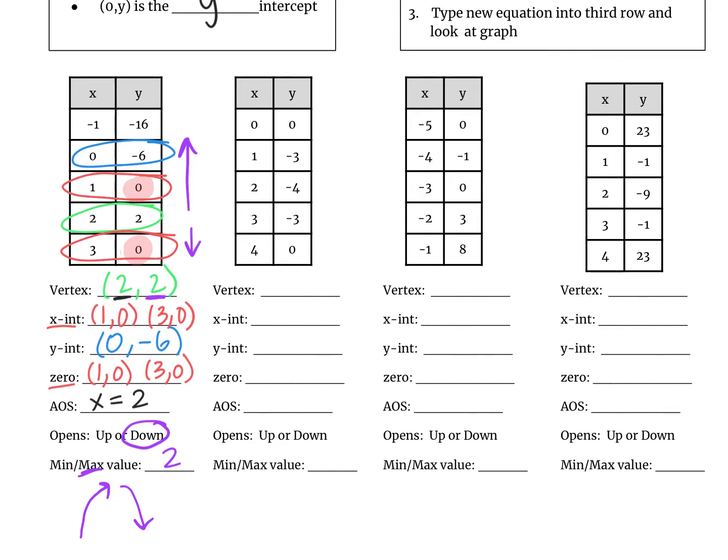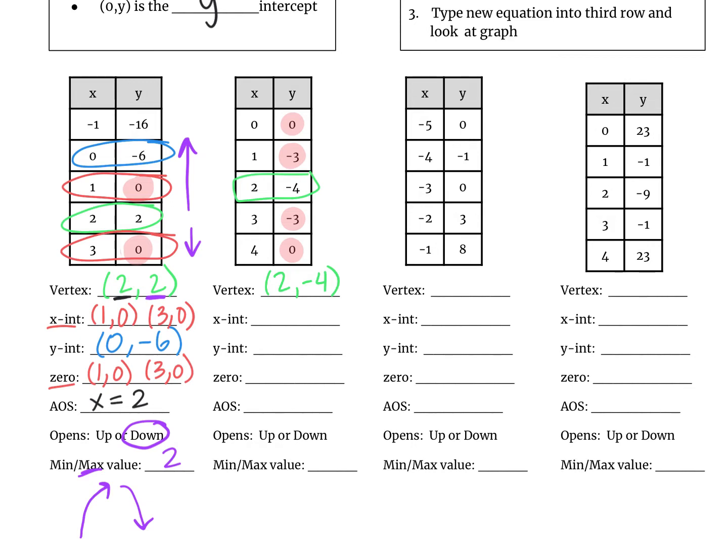Okay, so let's look at our next table. We're first going to look for those repeating y values. So we have 0, negative 3, negative 4, negative 3, and 0. So when we look at our repeating y values, this time we have negative 3s and 0s. So we look in the middle of those repeating y values and we find our vertex. So our vertex here would be 2, negative 4. So we'll write that here, 2, comma, negative 4.